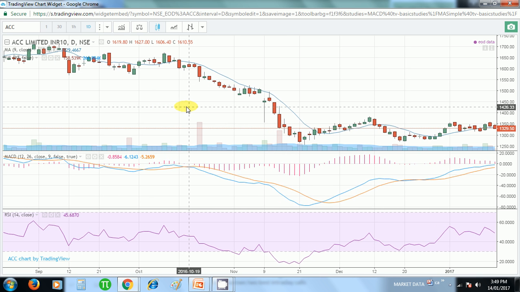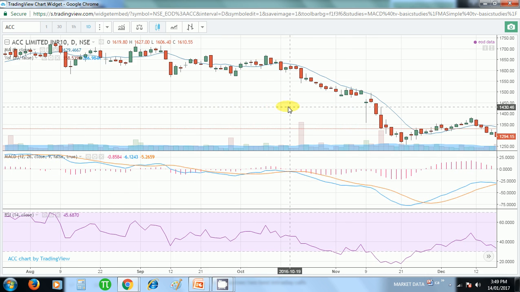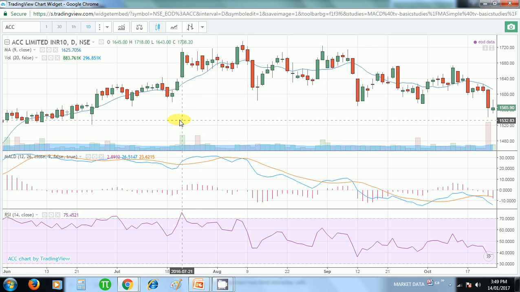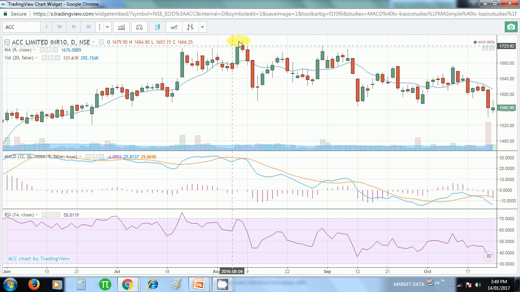Generally that pattern appears in an uptrend, when the market is in an uptrend. Currently ACC was in a downtrend, so can we call it an evening star? We can call it an evening star. This high was around 1737, we can say 1733. That high still has not come in the market up to today. That high has not come in the market.